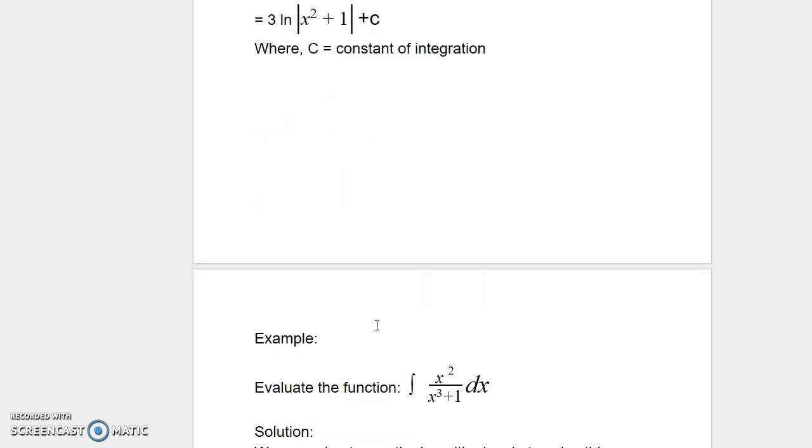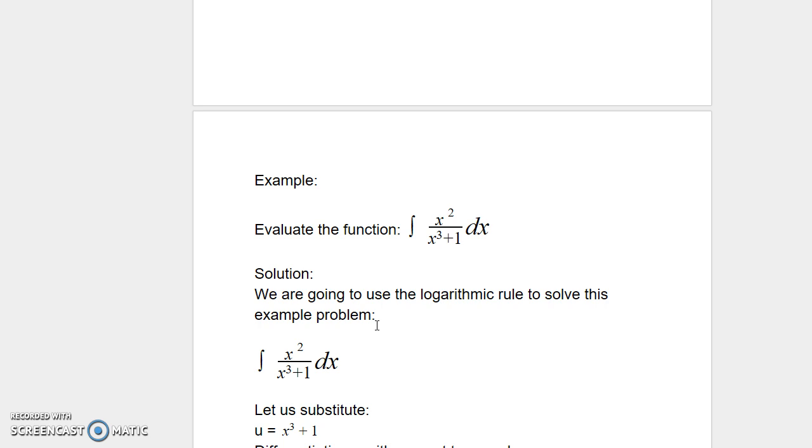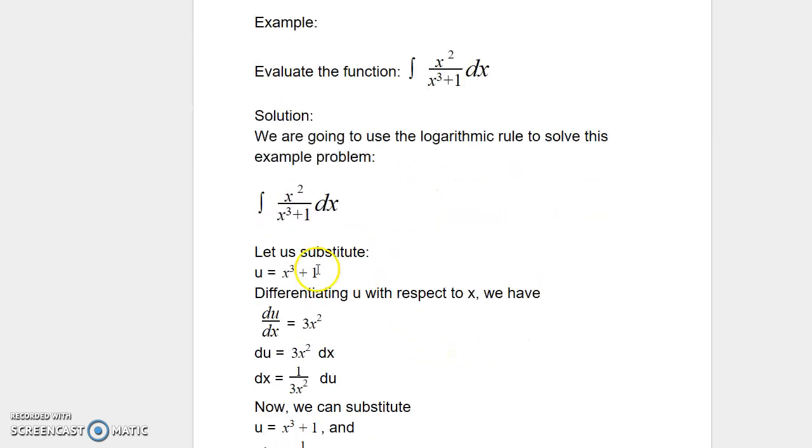So let us look at another example. Let us say we want to evaluate this function, the integral of x squared divided by x cubed plus 1 dx. We are going to use the logarithmic rule to solve this example problem. Okay, let us substitute u as equal to x cubed plus 1. X cubed plus 1 is in the denominator of the example problem. So u is a function of x. So since u is a function of x, we can differentiate u with respect to x.